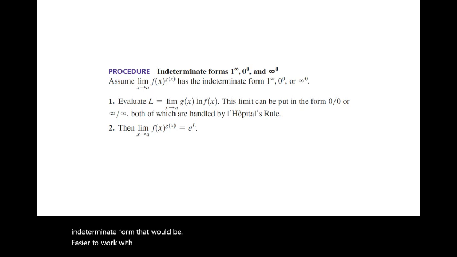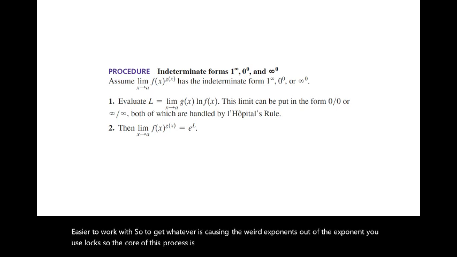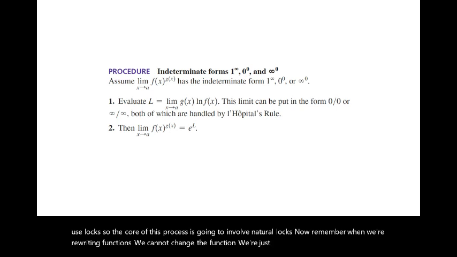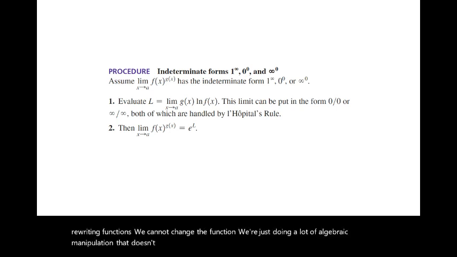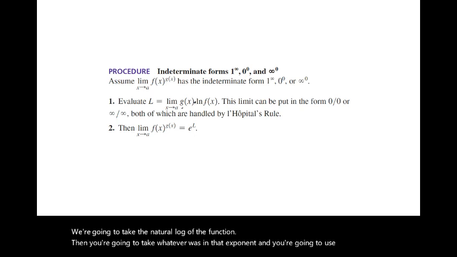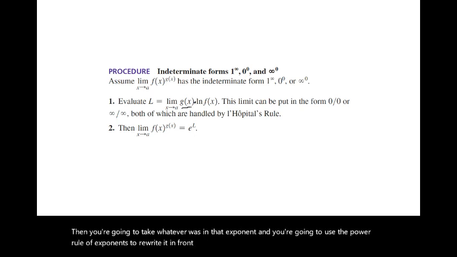So to get whatever is causing the weird exponents out of the exponent, you use logs. So the core of this process is going to involve natural logs. Now remember, when we're rewriting functions, we cannot change the function. We're just doing a lot of algebraic manipulation that doesn't actually change anything, but just does some rewriting and doesn't actually change the problem. So what we're going to do first is we are going to take the natural log of the function. Then you're going to take whatever was in that exponent and you're going to use the power rule of exponents to rewrite it in front of the logarithm as multiplication.